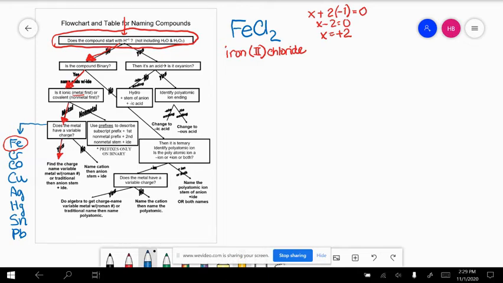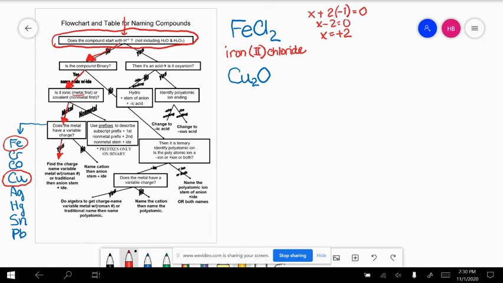Let's try another one. Let's do Cu2O. So again, we're going to start at the top. Doesn't start with H+. It is binary. It is ionic. In this case, the metal does have a variable charge. So we're going to find the charge on the ion.